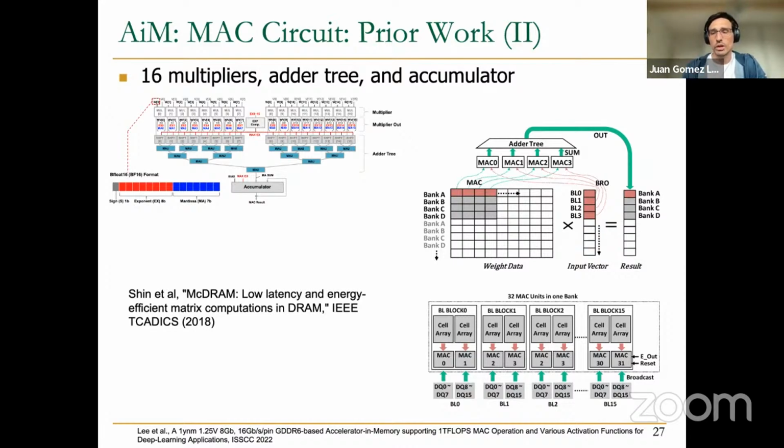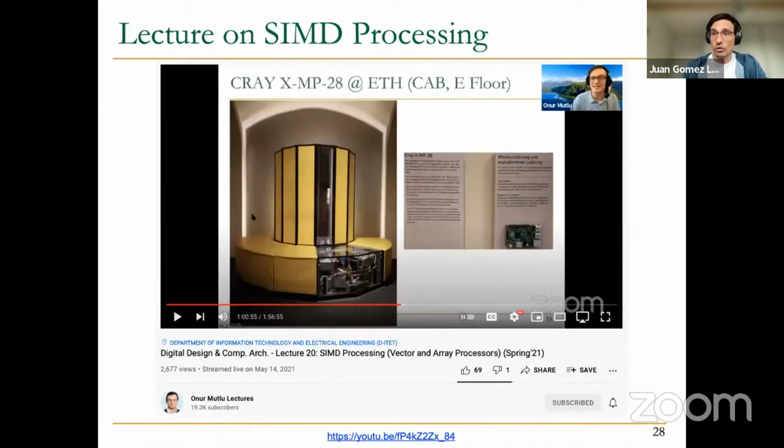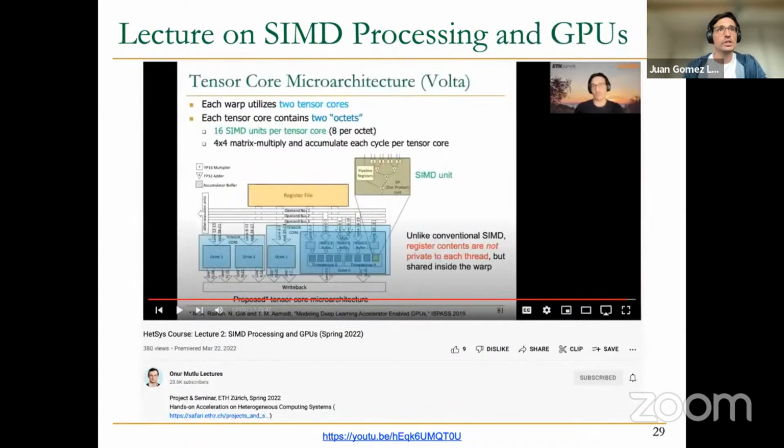If you want to refresh about SIMD processing, I can recommend you this lecture from Professor Mutlu in spring 2021. More recently, in our heterogeneous systems course, I delivered a shorter lecture also on SIMD processing and GPUs. By the way, GPUs are also a kind of SIMD processors, and they have very interesting units as well for machine learning workloads.